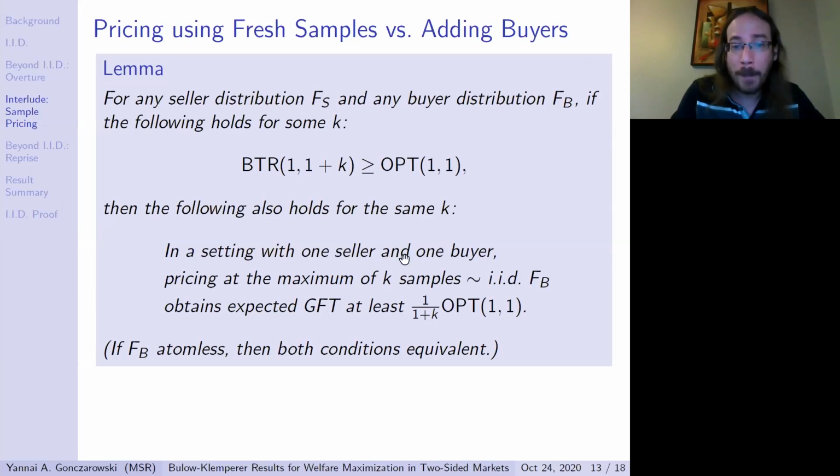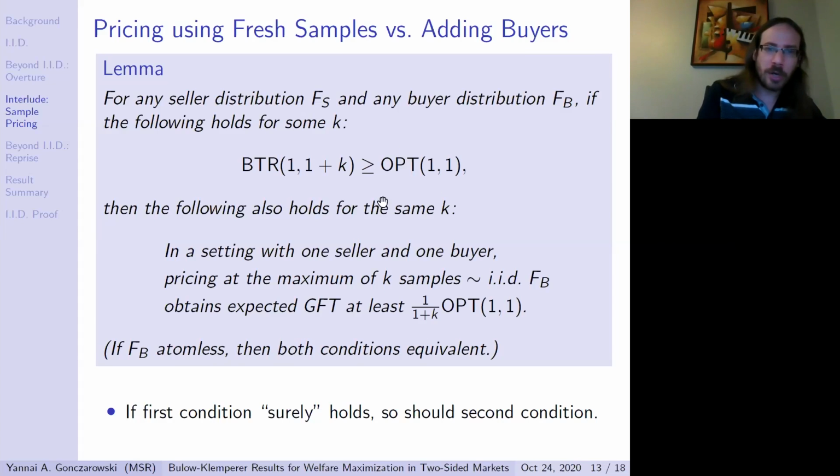It is in a setting with one buyer and one seller, pricing at the maximum of K samples drawn IID from FB obtains expected gains from trade at least 1 over 1 plus K of opt in the original market. So I phrase it in terms of this implies this. If FB is atomless, then these are actually equivalent. So think about these as being equivalent for many reasonable distributions. And recall that earlier I asked you, does this surely hold for some K? And since this implies this, then if this surely holds for some K, then this surely holds for the same K. But let's think about this.